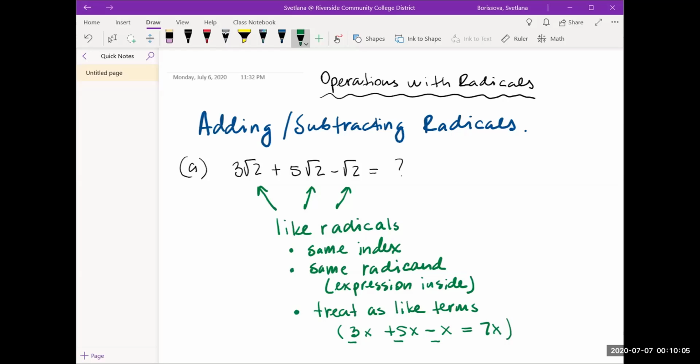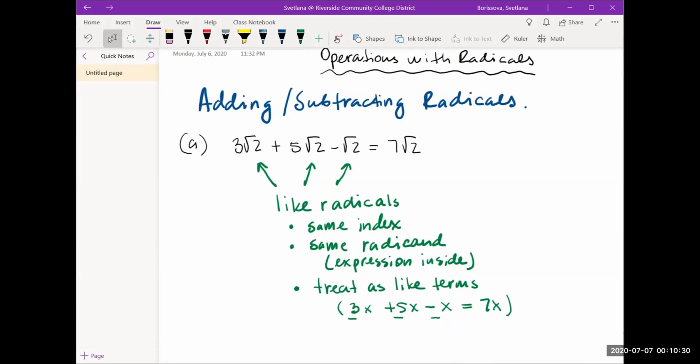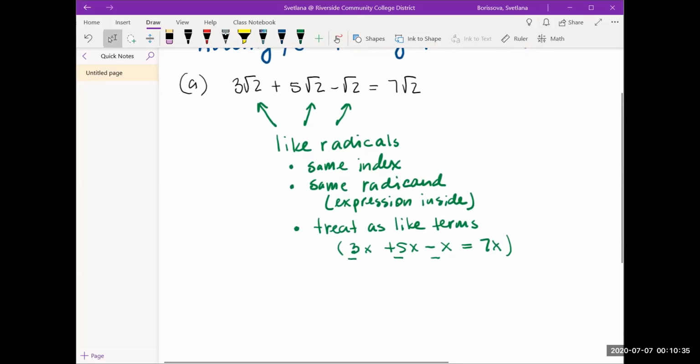When we deal with radicals, we use exactly the same approach. It's 3 square root of 2 plus 5 more, that's 8, and then take away 1 square root of 2. So here you get 7 square root of 2. Easy like that, right? That's pretty much adding and subtracting. However, we'll see there could be a couple of special situations. Before we get into those, let me give you a few more examples where this same idea will be illustrated.